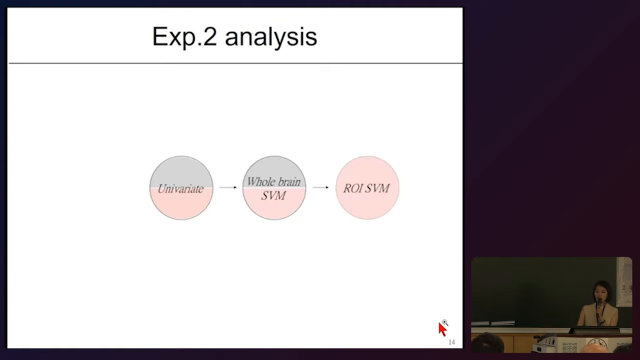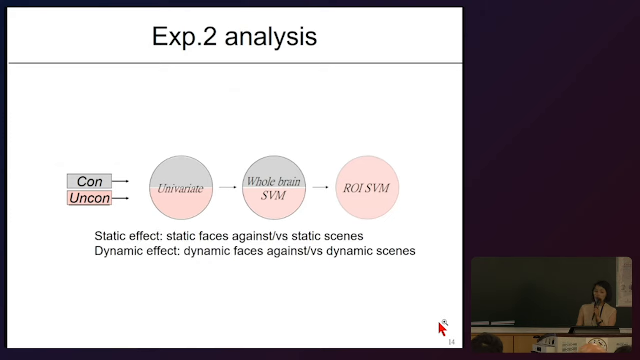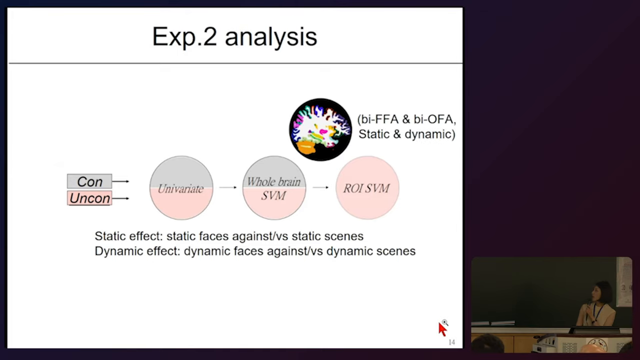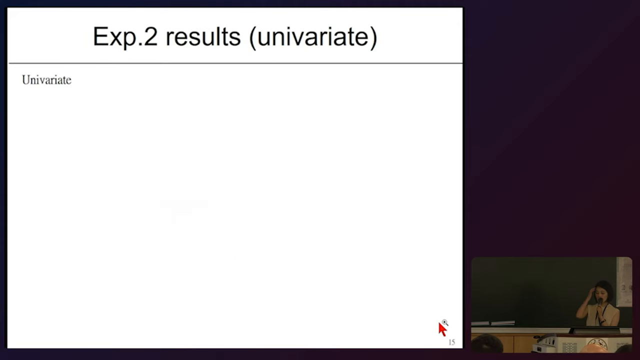And now we move on to analysis. As in experiment 1, here we also did univariate, multivariate decoding, and ROI decoding. Data from conscious and unconscious conditions were always analyzed separately. But here in experiment 2, we always examine static and dynamic effects separately. That is, for the static effect, we compare static faces against static scenes, and for the dynamic effect, we compare dynamic faces against dynamic scenes. As for ROI, apart from the visual-based FFA, we also focus on OFA, and once again, ROI analysis was only done for the unconscious condition.